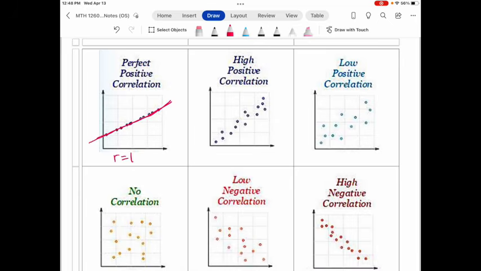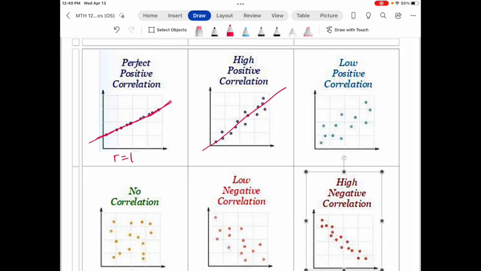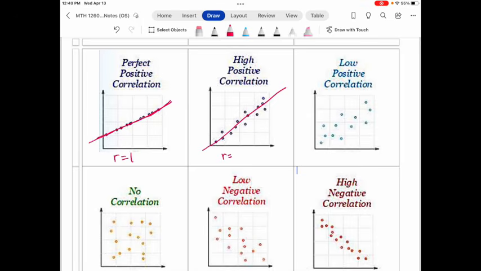Now, if the points are close together and they look like they're really close to a line, but they're not exactly on a line, then you can say that there's a strong or a high positive correlation. And we're saying that it's positive because I imagine that the line that comes up through those points is going up left to right. Now, when you have a strong or high positive correlation, typically your R value is going to be in the high 80s or 90s. So let's just say about 0.90, just a rough guess.